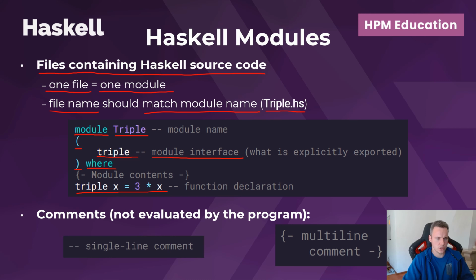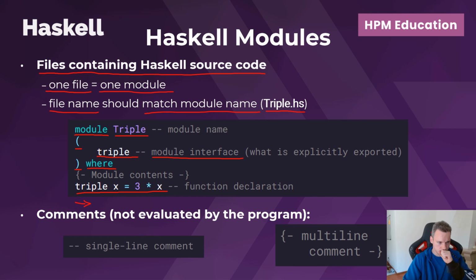So imagine that we have another definition here for another function, maybe quadruple, but we don't export it in the interface. Then if we import the triple module and try to use the quadruple function, it won't work because we can only import the triple function from this module, the way this is written. Okay, so that's about it for module declarations and definitions.